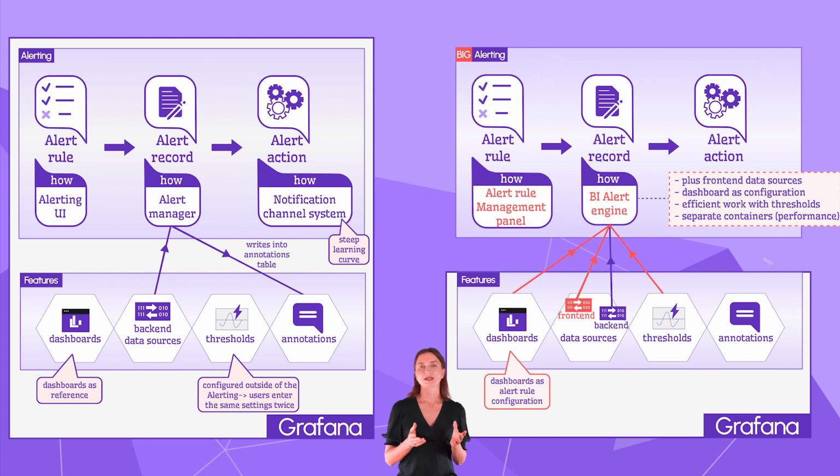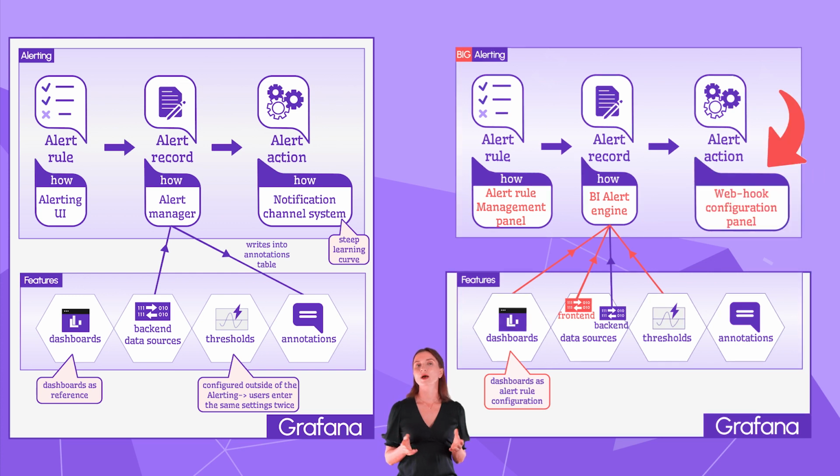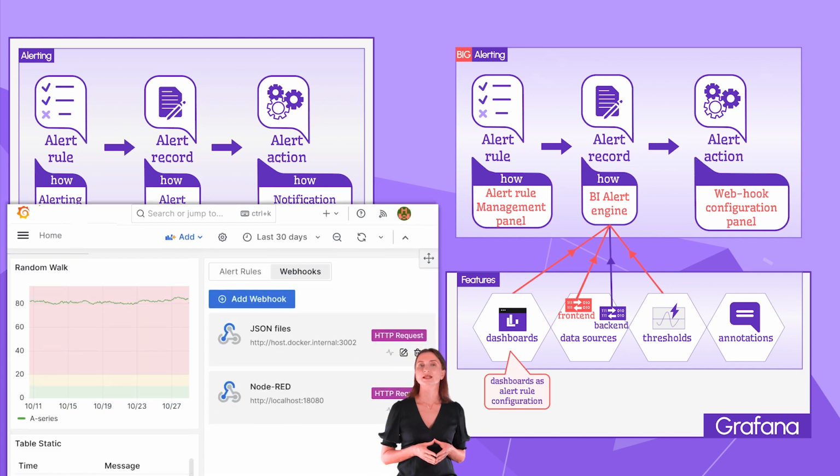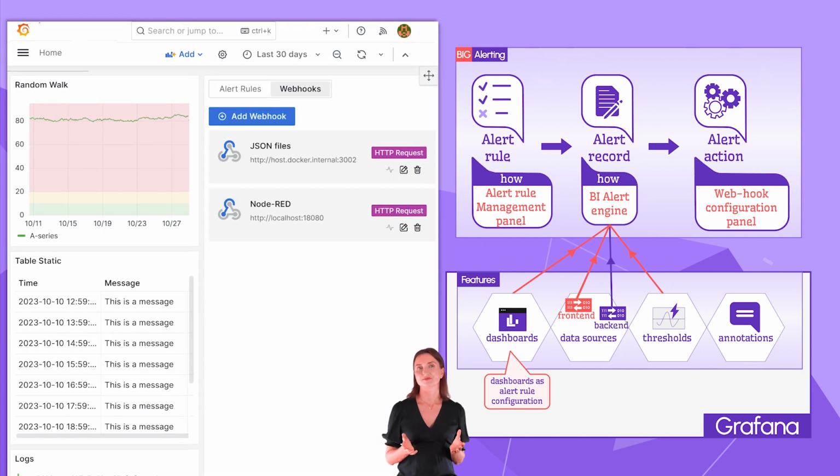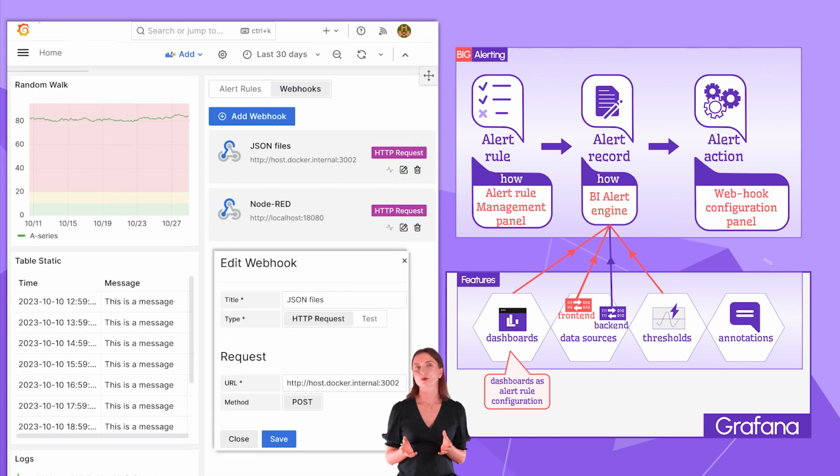Performance optimization and upgrades are easier since the Alert Engine and Grafana are in separate containers, and therefore you can host them on different servers. The last of the three components is the webhook configuration panel. In addition to all existing functionality, it has a user-friendly interface. You can manage pre-configured webhooks in one place with an intuitive interface.